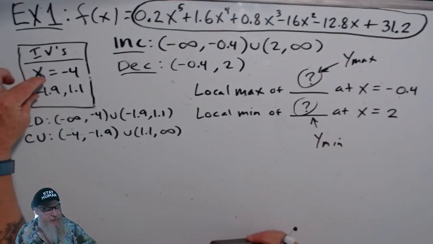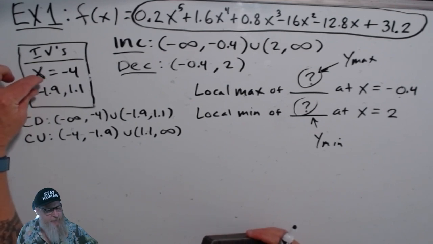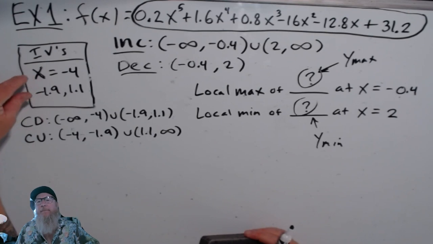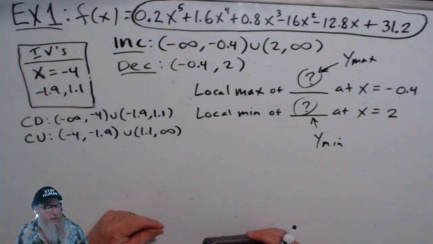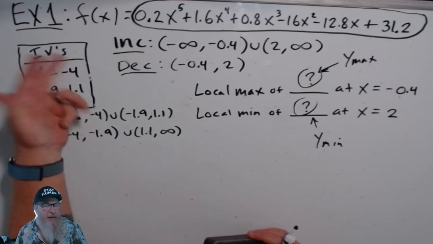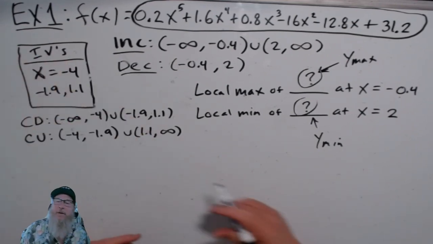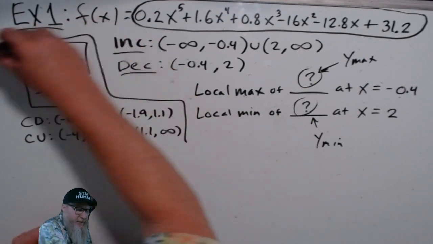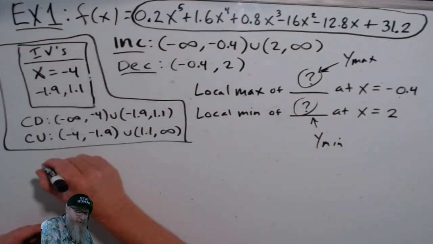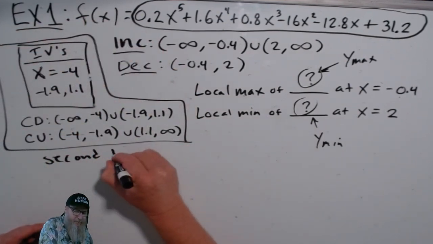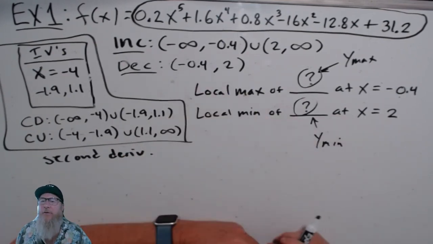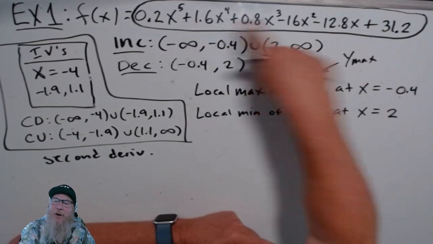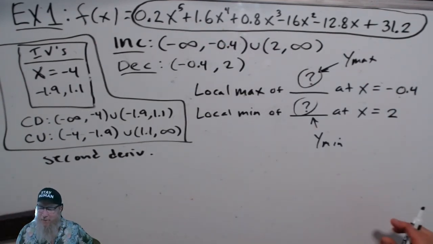I'm not asking for the y values of the inflection points. I might need them at some point. Right now I just have the x coordinates of the inflection points, or the inflection values. You can call them either one. All of this over here was done with the second derivative, and all of this was determined with the first derivative. But now we have to go to this function and actually calculate the y values.